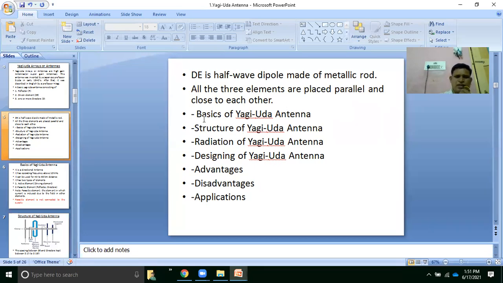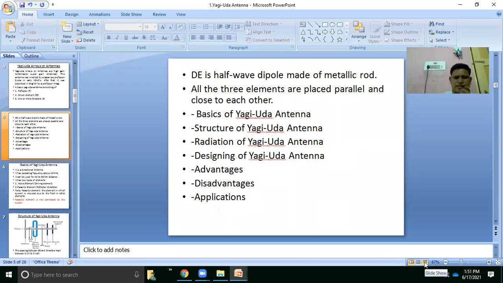Here we will first study the basics of the Yagi-Uda antenna, the structure, the radiation of the Yagi-Uda antenna, and the design of the Yagi-Uda antenna, how to design it. We'll see the advantages, disadvantages, and applications. We'll discuss all these topics. These seven topics are there, and one by one we'll go through them.